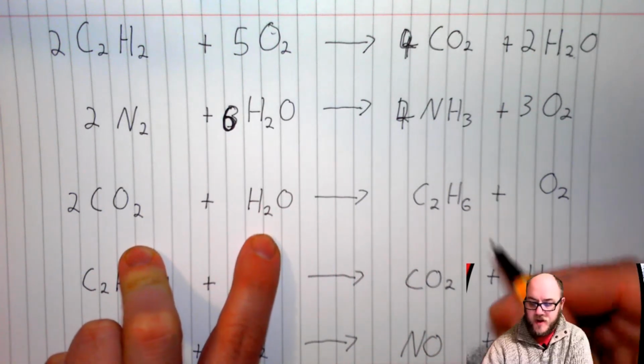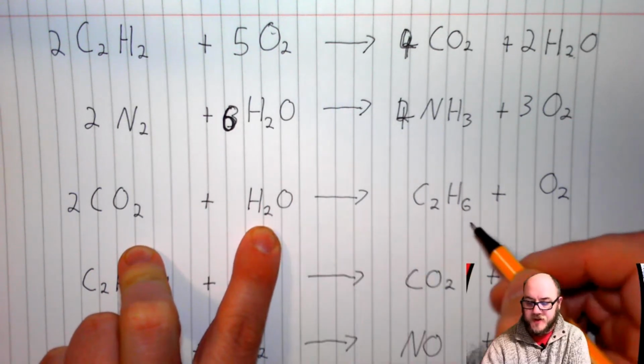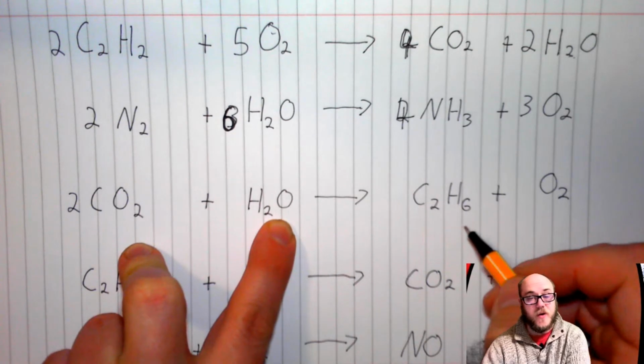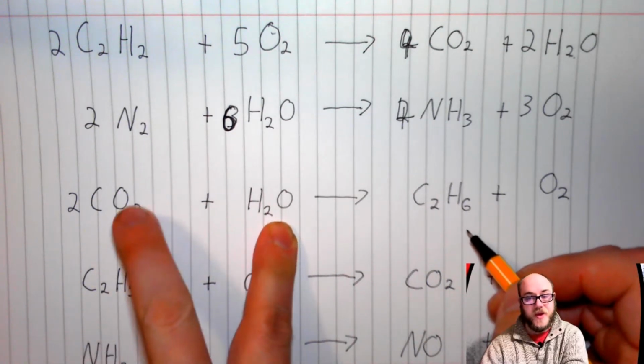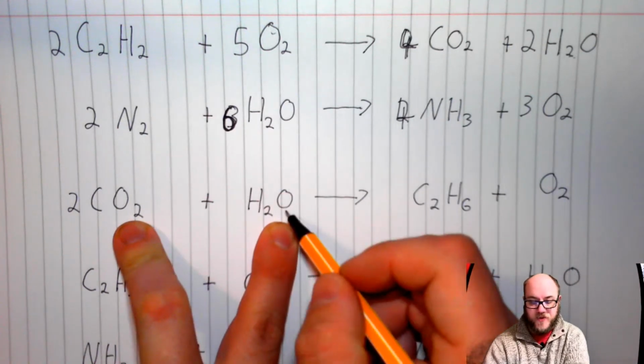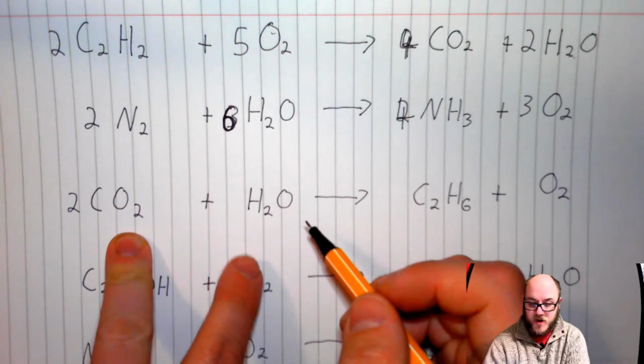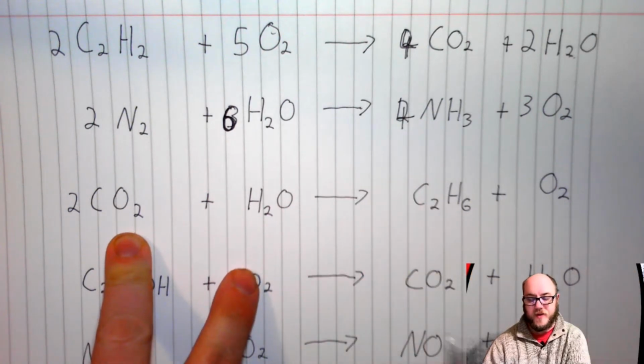So if I multiply this by 3 to get my 6 hydrogens, I'm going to have 3 oxygens. Even with the even number here, I'm going to have an odd number of oxygens over here, so I'll have 3 plus 4, and that's 7. That's not going to work. I cannot make this into 7.